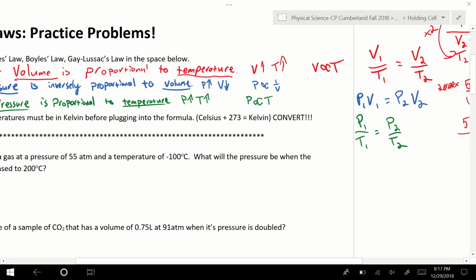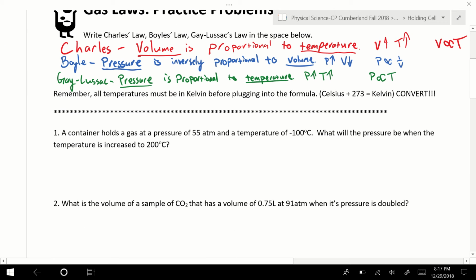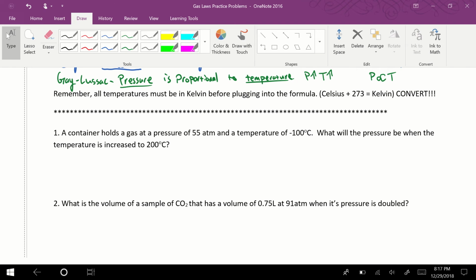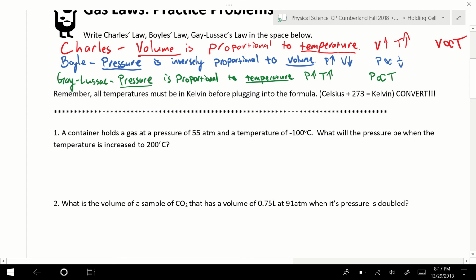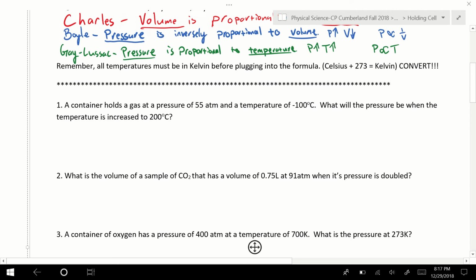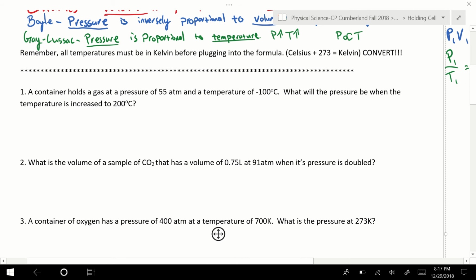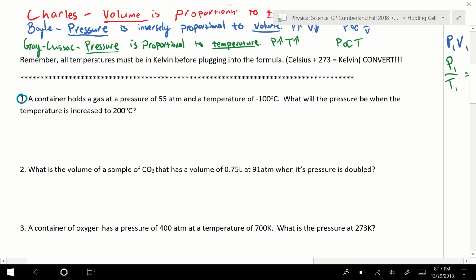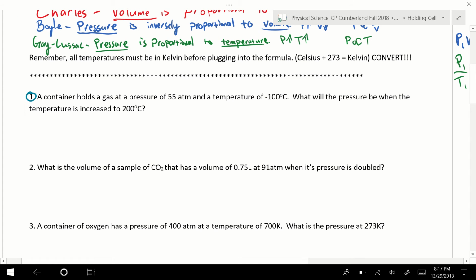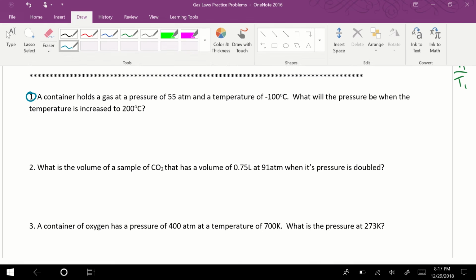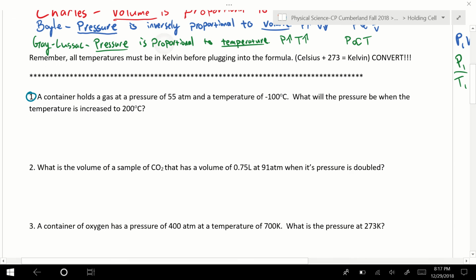So real quick, I'm going to go through a few of these and show you how to do them, and then it's going to be up to you. So number 1, the variables in this one, we have pressure. I'm going to do some highlighting so you can see what I am looking at. And temperature.